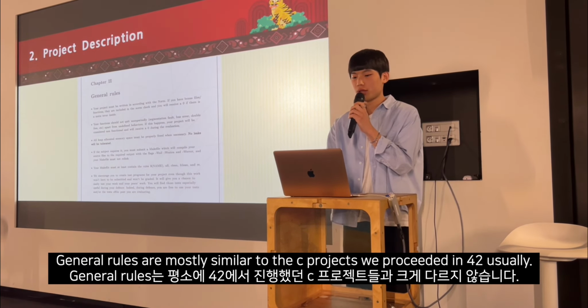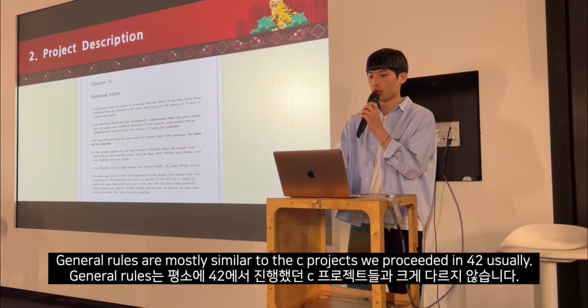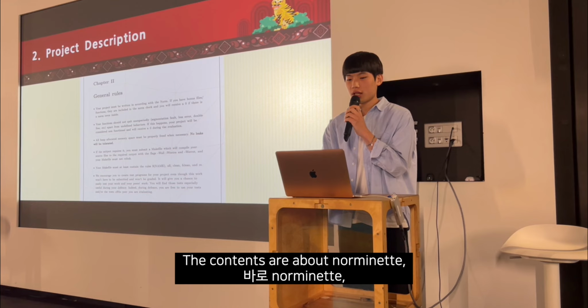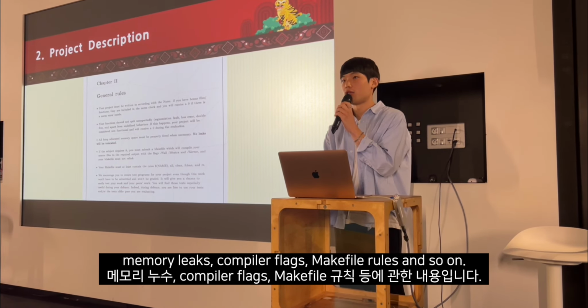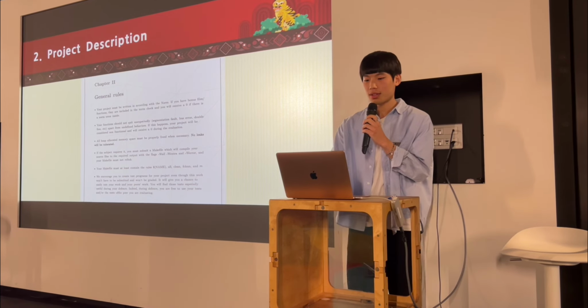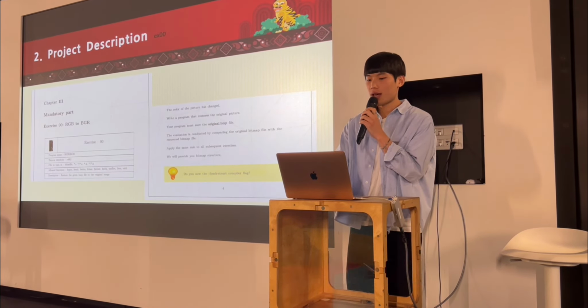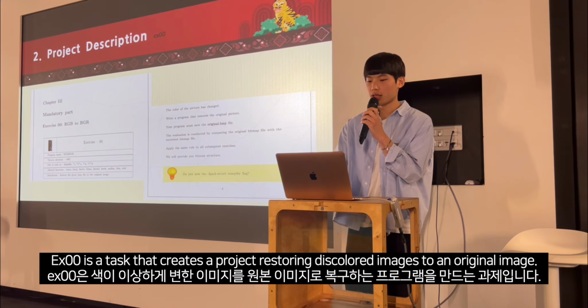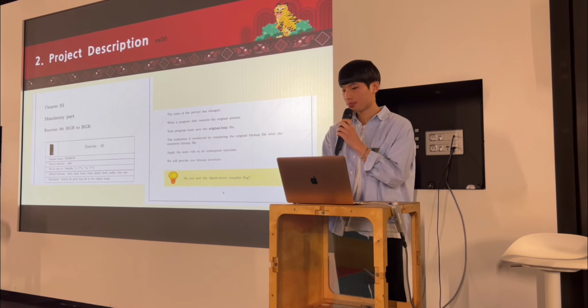General rules are mostly similar to the C projects we usually proceed with in 42. The contents are about norminette, memory leaks, compiler flags, makefile rules, and so on. All exercises involve hints in their titles. Exercise 0 is a task that creates a program restoring this colored image to an original image.